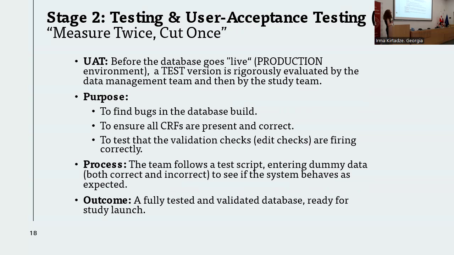So UAT, user acceptance testing. When I say measure twice and cut once, I literally mean it. So the first measure is that the people who design a database are the ones who test it. And then we meet with the study team, we show them how the database works, and we ask them to put in fake data. We say, try to break the system. Try to put really weird data into it, and it really should stop you from that. And if it doesn't, that means we should go back and fix things or adjust things. It's impossible to check for everything, but we try to check for as many things as possible.